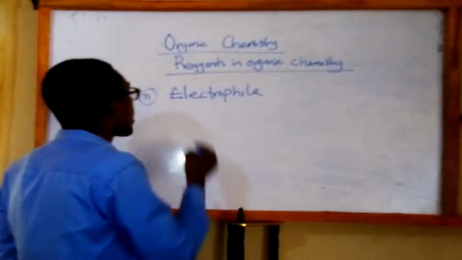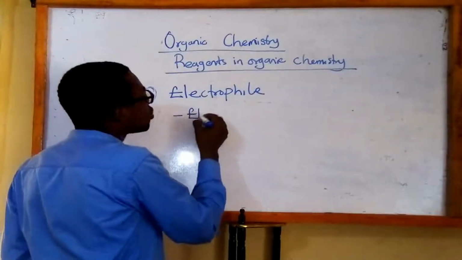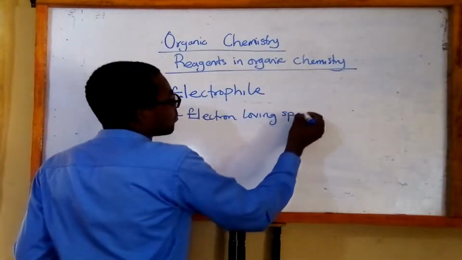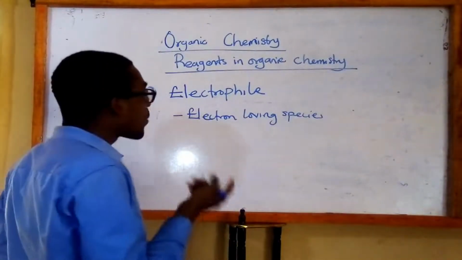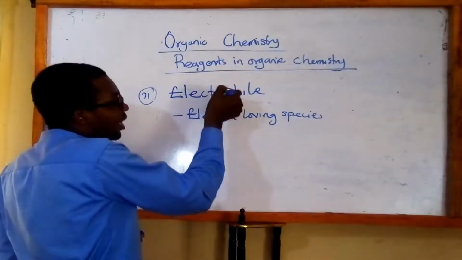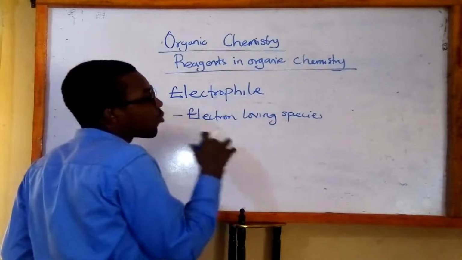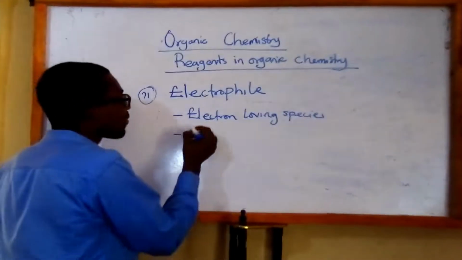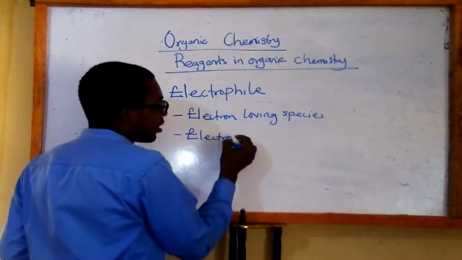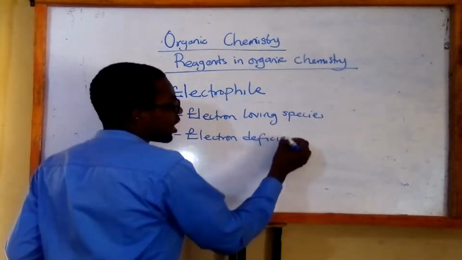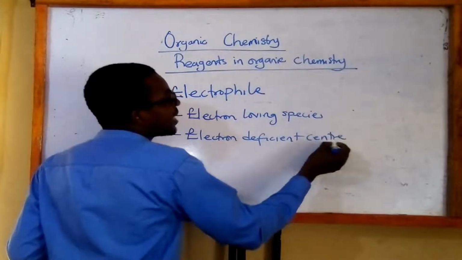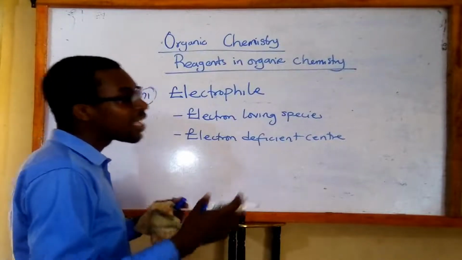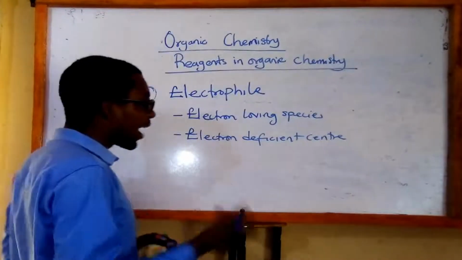What are electrophiles? Electrophiles are electron-loving organic species. Now, how do we get that? From the word electrophile. Electro stands for electrons, while phile stands for philia. It means love of electrons. Since they love electrons, it means that they must have electron deficient centers, meaning that they lack electrons. And that's the reason why they love electrons. Remember that like charges repel and unlike charges attract.